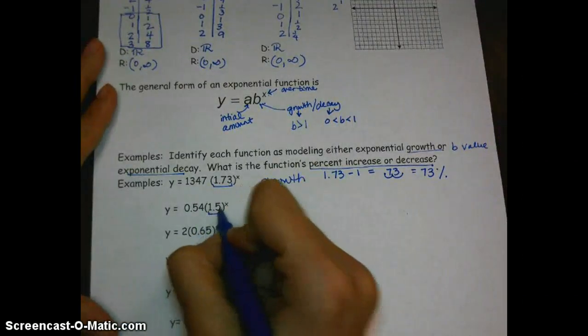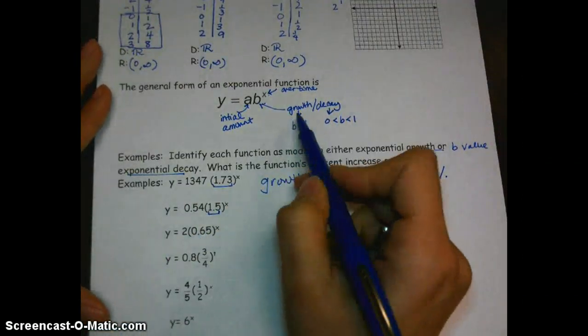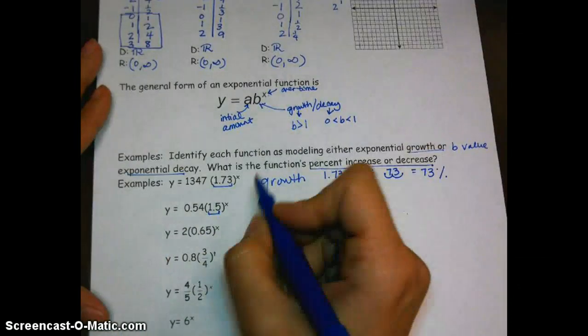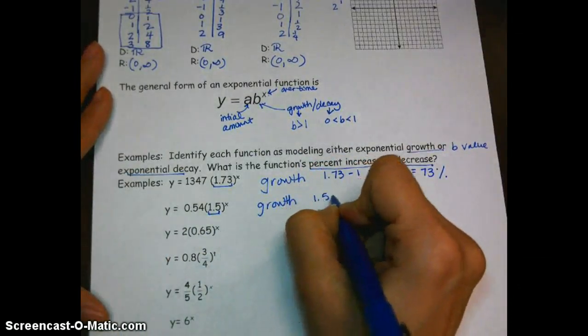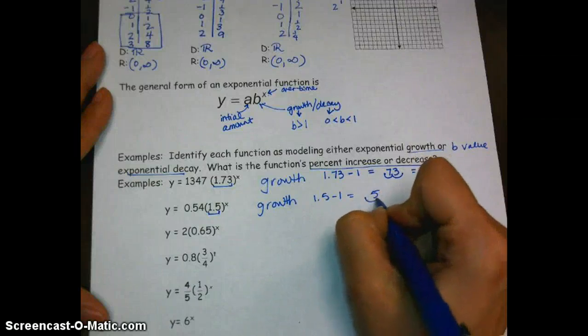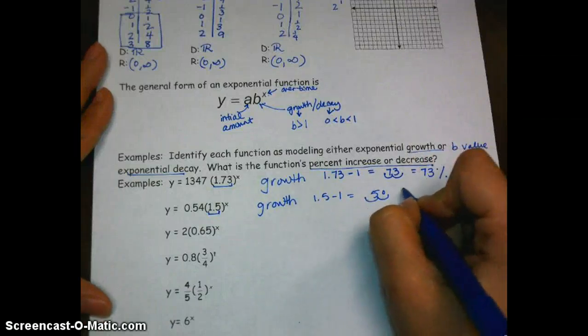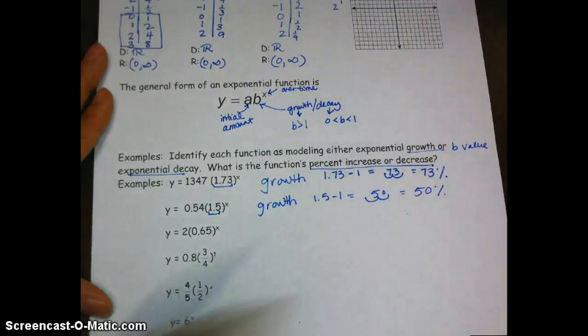This one is 1.5, which is greater than 1. So that falls under the growth category. How much is it growing by? 1.5 minus 1 is 0.5. We move it over 2 places to get the percentage, right? So that equals 50%.